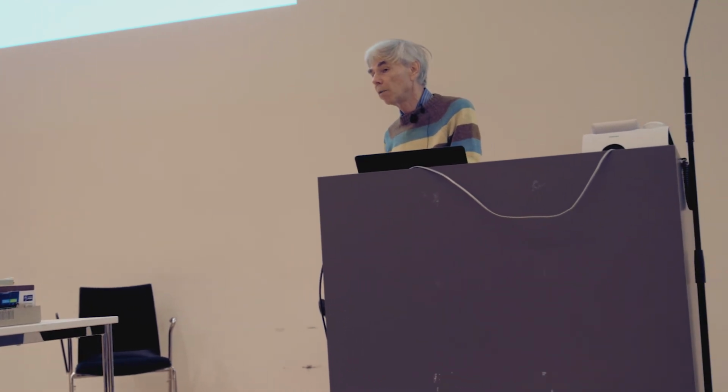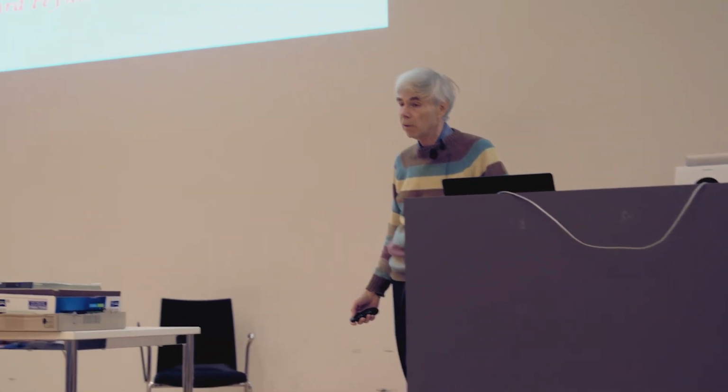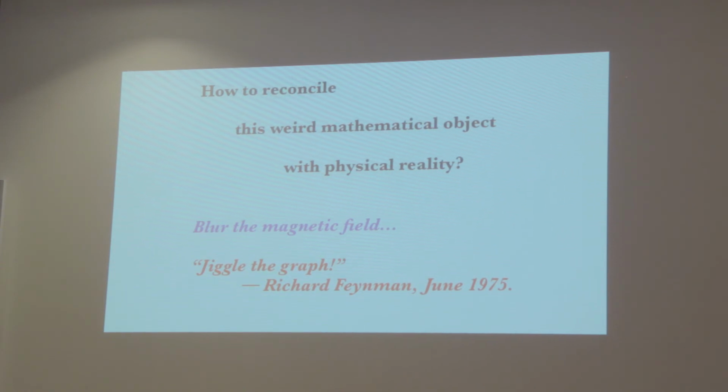I visited Feynman in his office in the summer of 1975, and I was showing him this idea, and he liked the idea, and he said, "Oh, you jiggle the graph a little bit. Depending on how much your uncertainty in the magnetic field is, you jiggle it either a lot or just a little tiny bit, or if you know the magnetic field to infinitely many places, then you don't jiggle it at all." But that was his phrase.